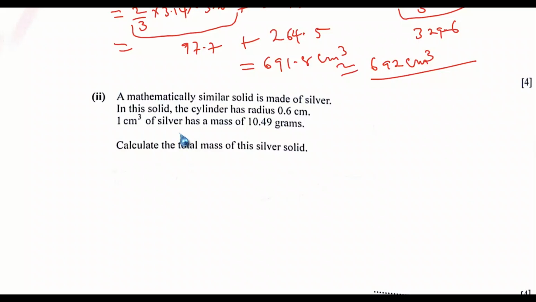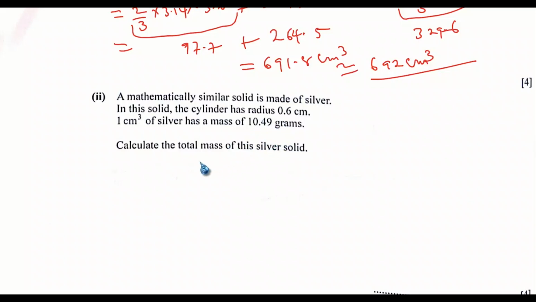Part two: a mathematically similar solid is made of silver. In this solid, the cylinder has radius 0.6 centimeter. 1 cubic centimeter of silver has a mass of 10.49 grams. Calculate the total mass of this silver solid. Once we get the volume of the silver solid, then we'll multiply it by 10.49 grams.